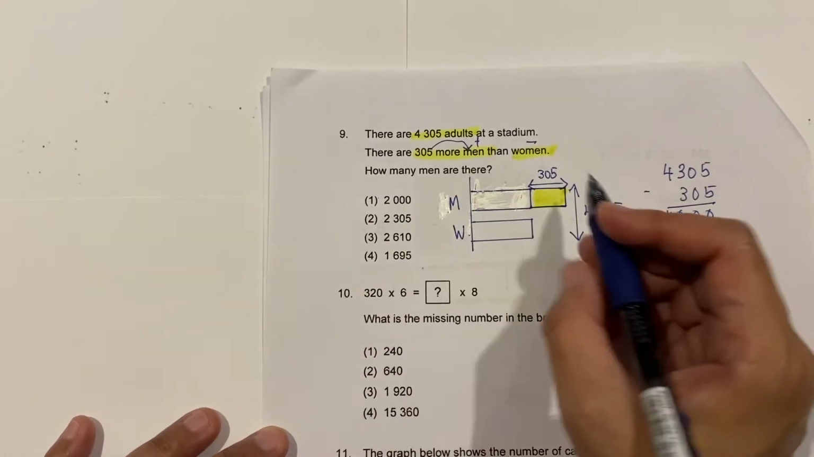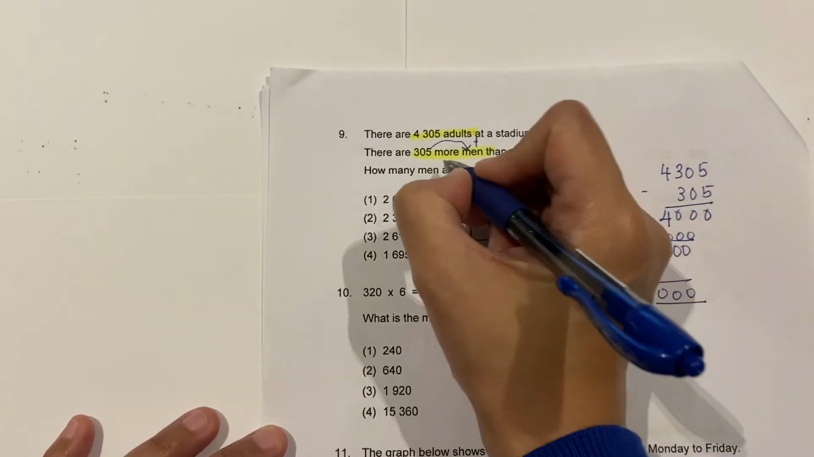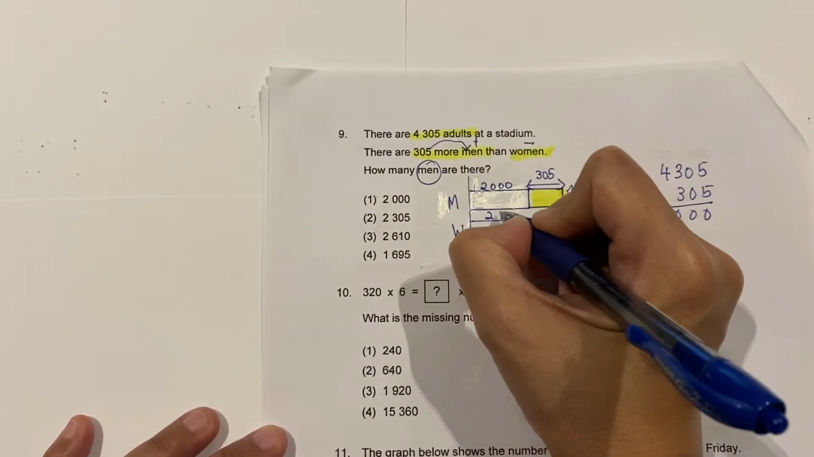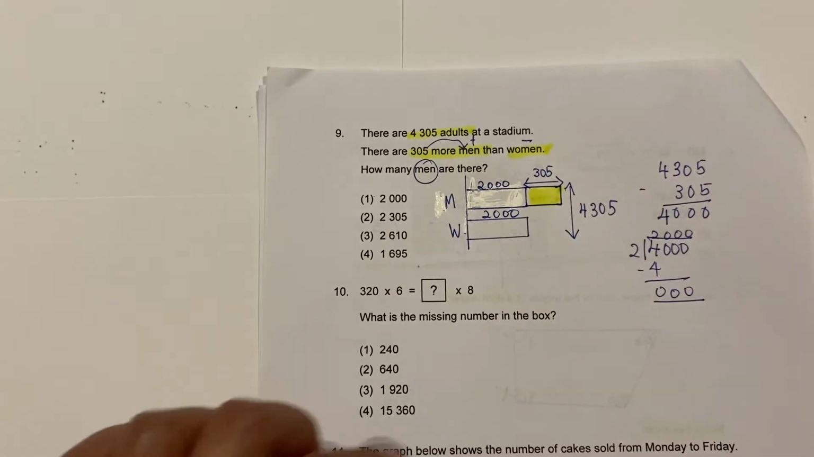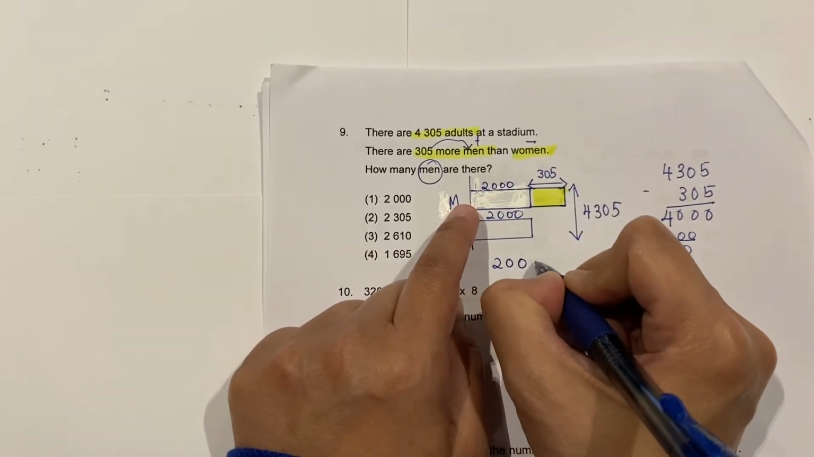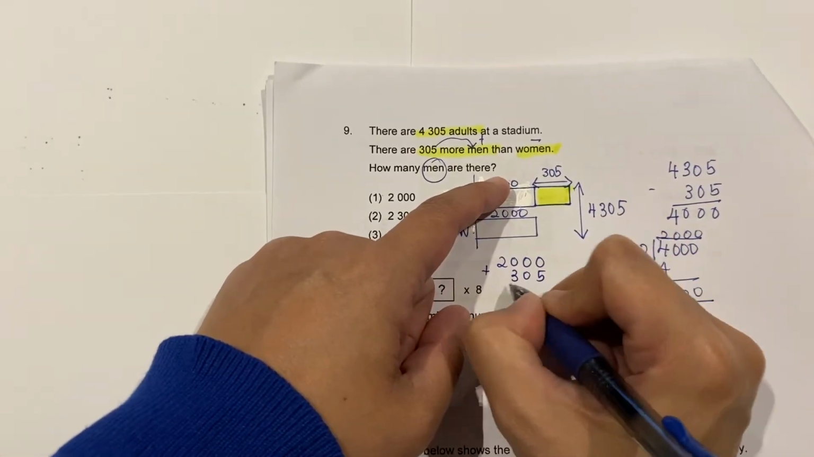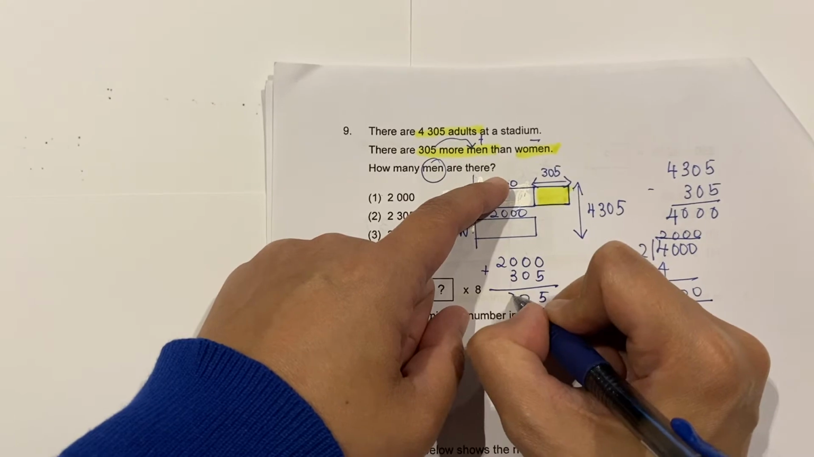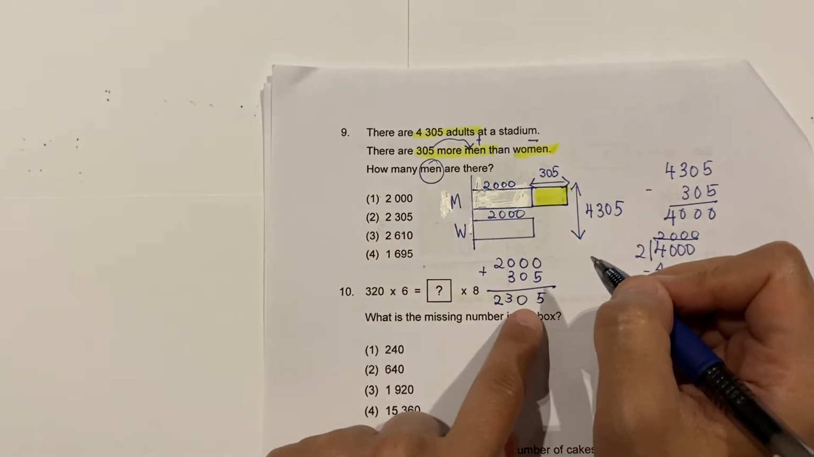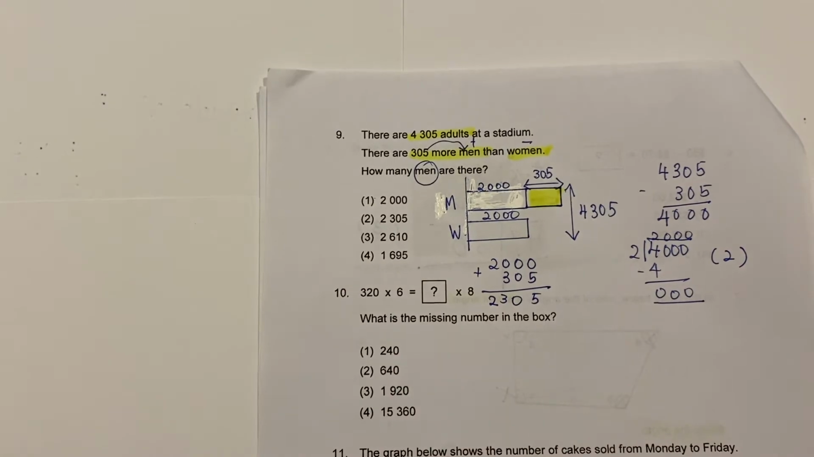Oh, sorry. This is 2,000. They want men, so it's not number 1. Now 2,000 is women. So I have to add 2,000 plus 305. So my answer is 2,305, and that's number 2.